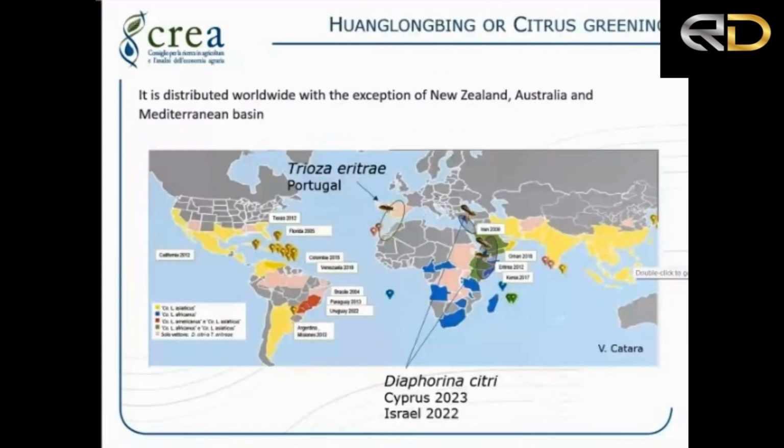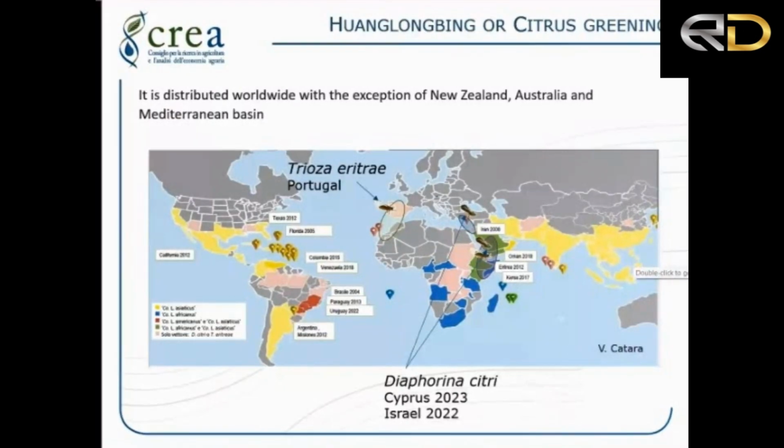About the distribution, the disease is distributed worldwide with the exception of New Zealand, Australia, and the Mediterranean basin. However, as concerns the Mediterranean basin, the vectors are starting to migrate. The African psyllid Trioza erytreae is present in the north and west coast of the Iberian Peninsula, bringing it closer to vital citrus growing regions in Portugal and Spain. Moreover, the Asian psyllid was found in Israel in 2022 and in Cyprus in 2023.